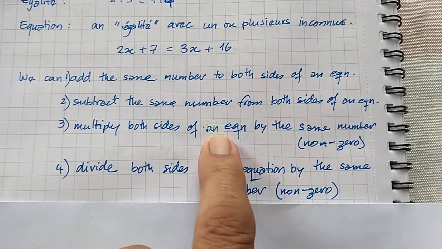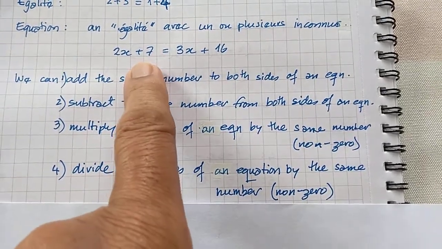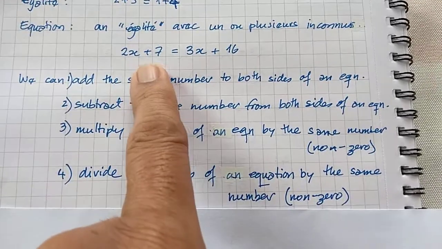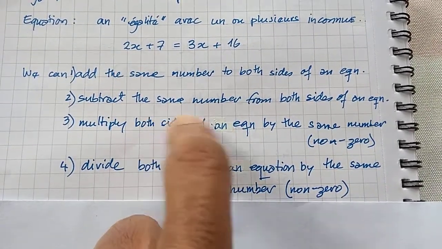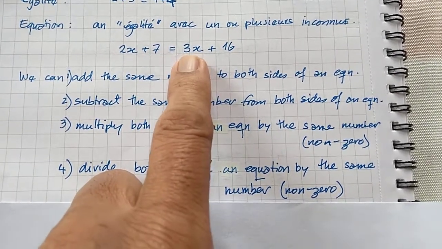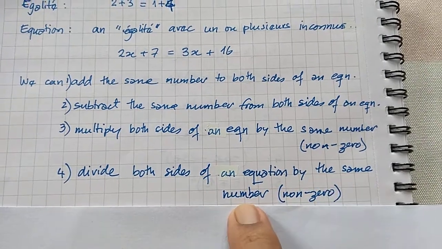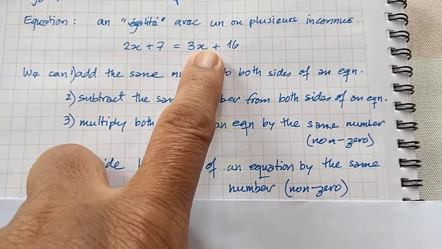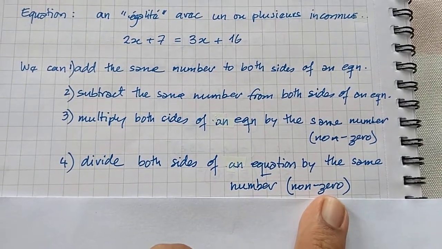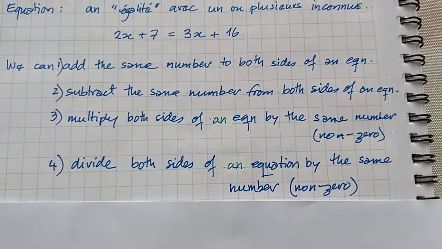So multiply both sides of an equation by the same non-zero number. You have to remember that when you multiply, you have to multiply by a non-zero number. This rule is valid only if you multiply by non-zero numbers. And similarly, you can divide both sides of the equation by the same number, as long as that number is again not 0. Anyway, division by 0 makes no sense.